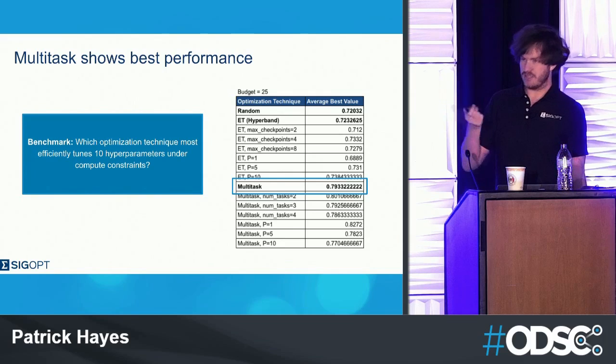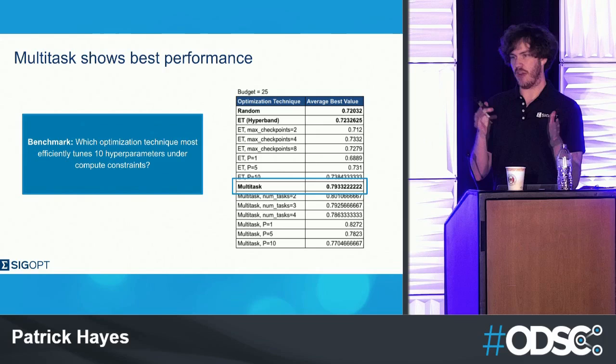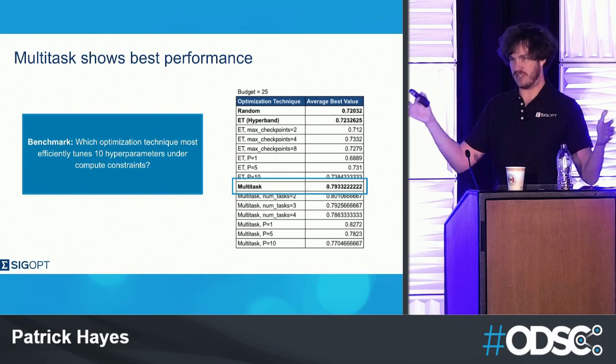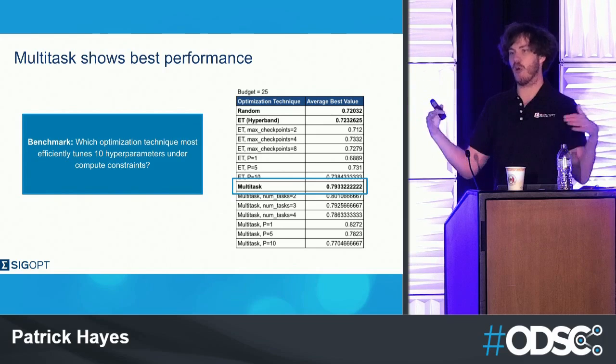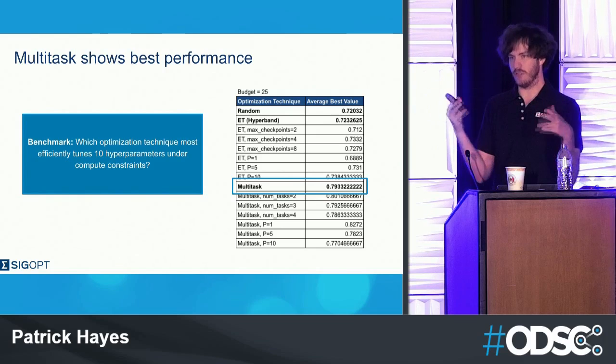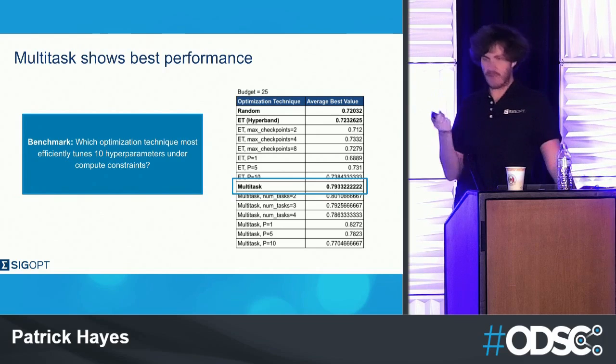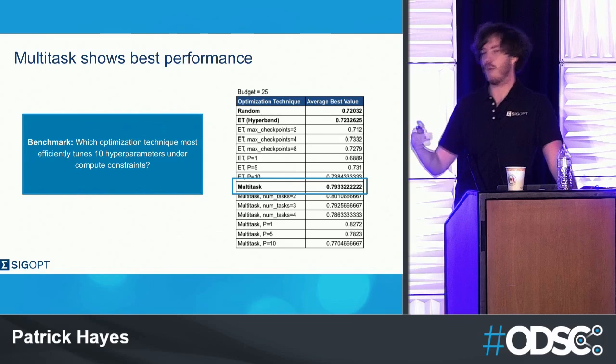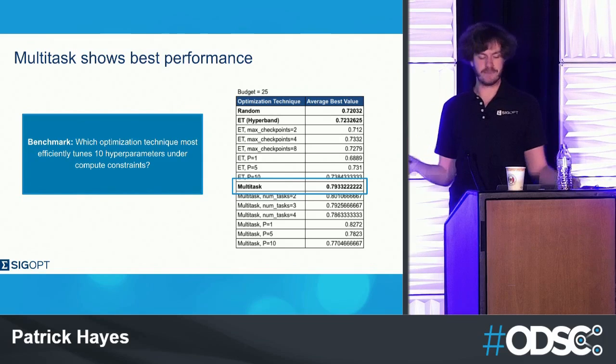And these improvements were consistent across multiple dimensions. So for hyperband, what we did was we tried different numbers of rounds of successive halving, which is basically how many times you reduce the pool of available models. And for multitask, we also evaluated with different numbers of tasks. And in both cases, we evaluated with different degrees of parallelism. And the parallelism is how many models are you training at the same time.